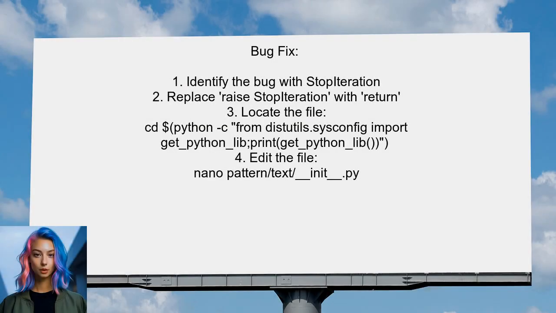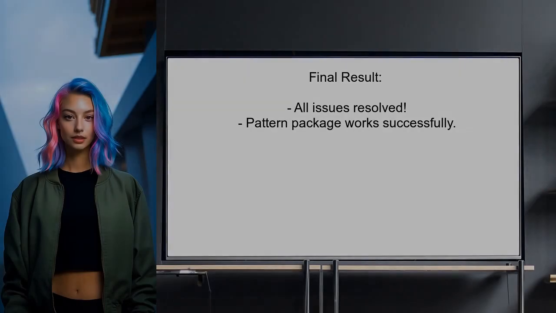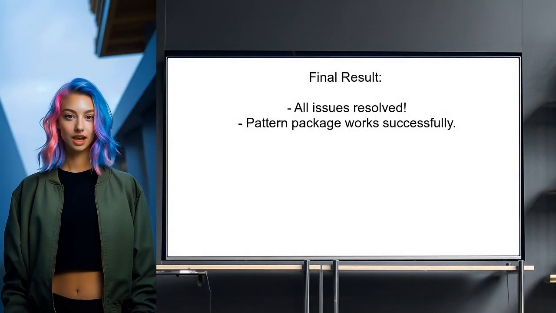The user also identified a bug related to StopIteration due to PEP 479. They fixed it by replacing raise StopIteration with return in the pattern text __init__ file. They found the file location using a command and edited it with nano. After making these changes, the user reported that everything worked fine.